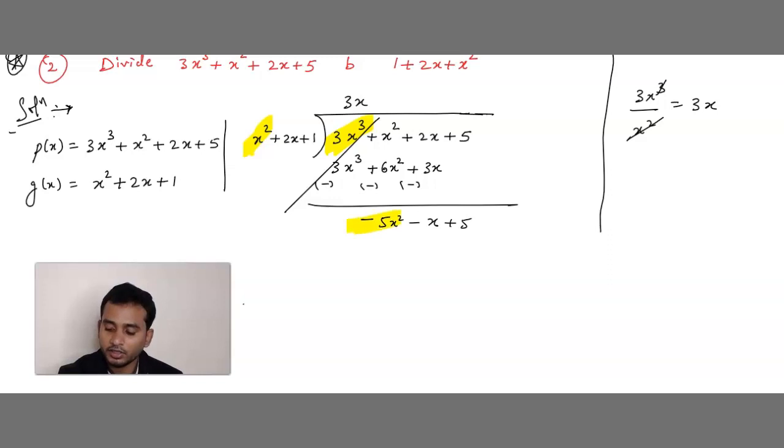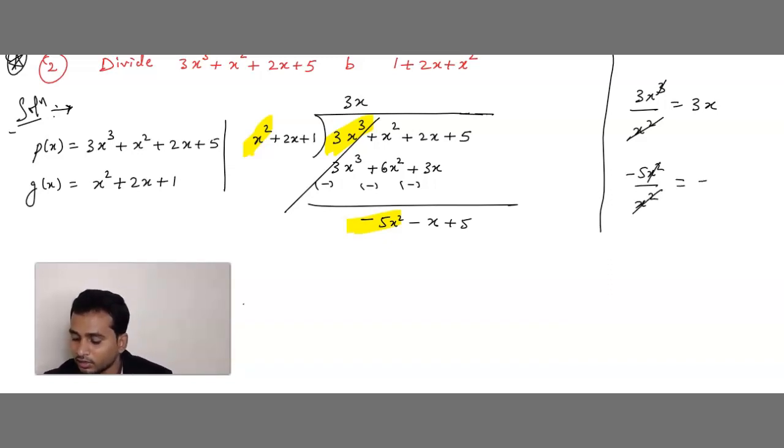Now what is the first term here? Minus 5x square. So this minus 5x square, the inside term, we divide by the outside, that is x square. So this x square gets cancelled. So what is left out?